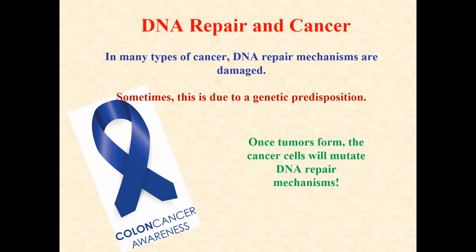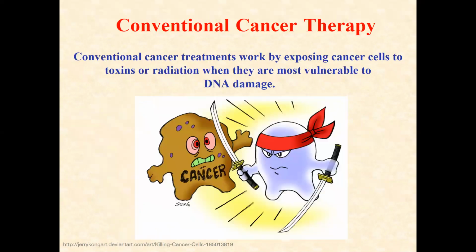When the tumor forms, the cancer cell will then mutate the DNA repair mechanisms. So what happens now? What can doctors do to help individuals with cancer? Conventional cancer treatments work by exposing cancer cells to toxins or radiation when they are most vulnerable to DNA damage. By purposefully eliciting DNA damage to these cells, the cancer treatment is promoting cell death.